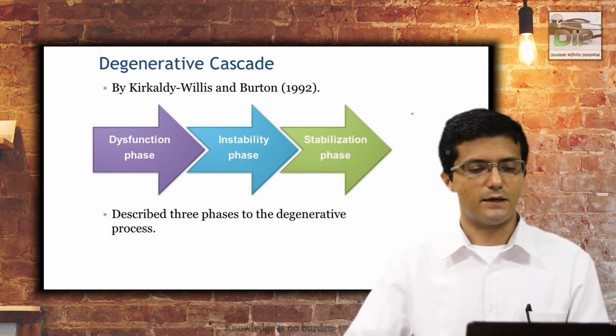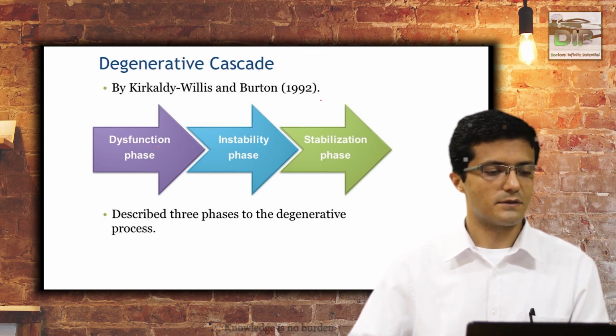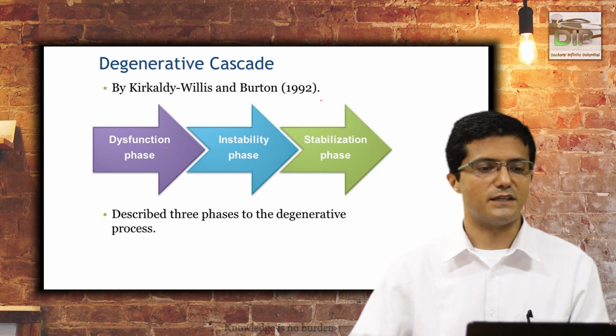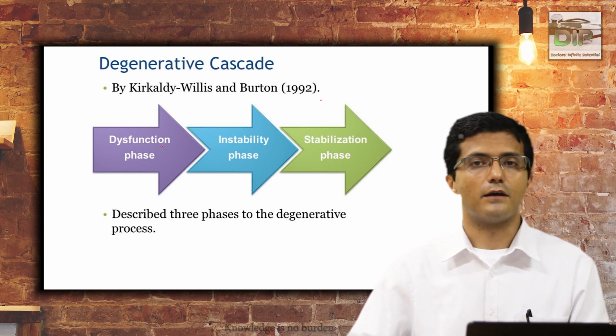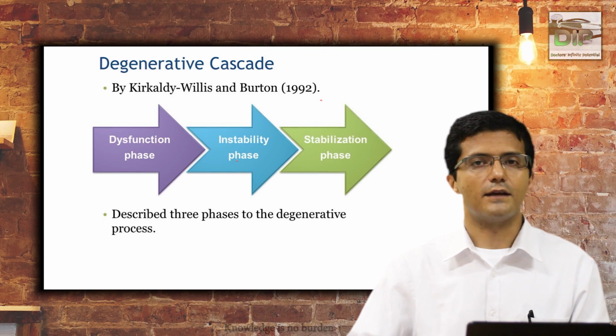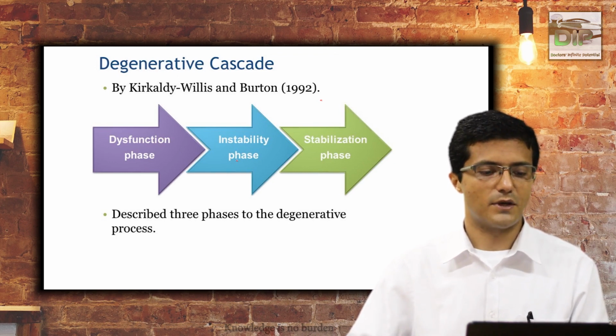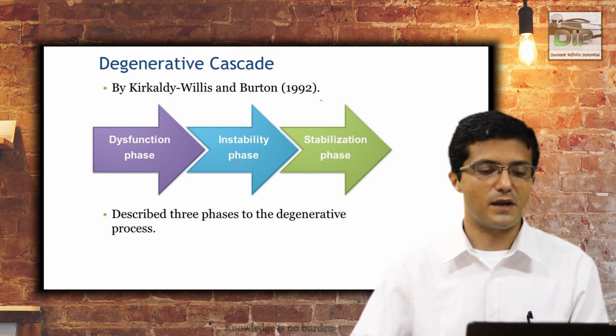So Willis has given a cascade which shows the natural history of progression of degenerative disorder from dysfunction to instability to stabilization. The dysfunction occurs at a young age, in which case most of the patients might present with a history of prolapsed intervertebral disc. Slowly it passes to a phase of instability as the annulus fibers get more lax because of the nucleus getting dehydrated, and there is instability and movement between the vertebral bodies causing a lot of back pain.